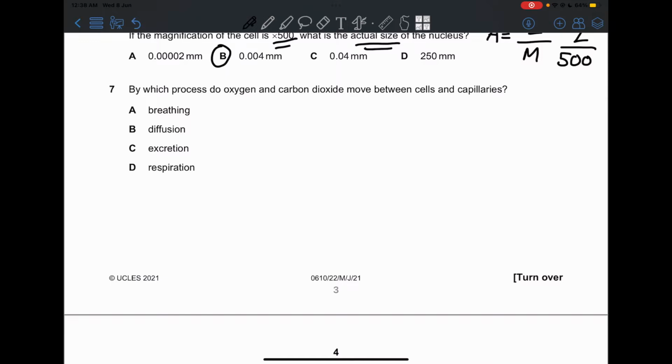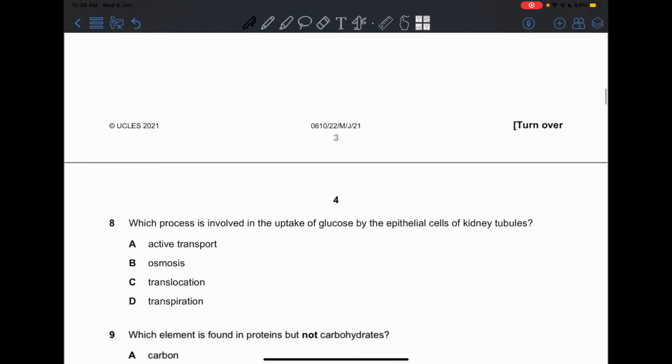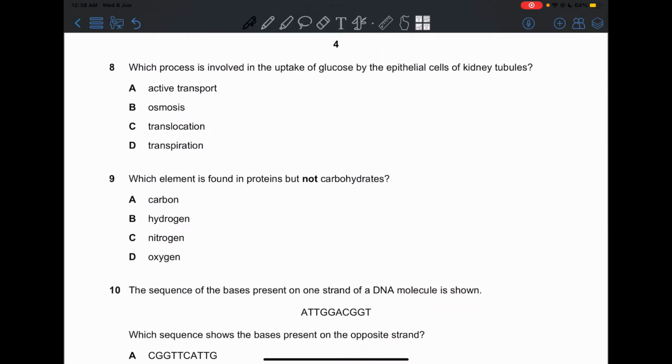Number 7, by which process do oxygen and carbon dioxide move between cells and capillaries? Now we know that oxygen or any gas actually moves by the process called diffusion, so that's going to be our answer.